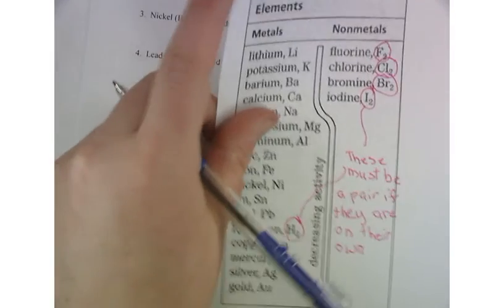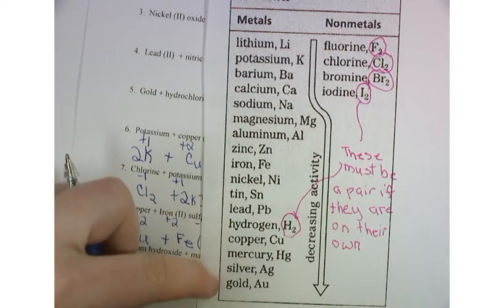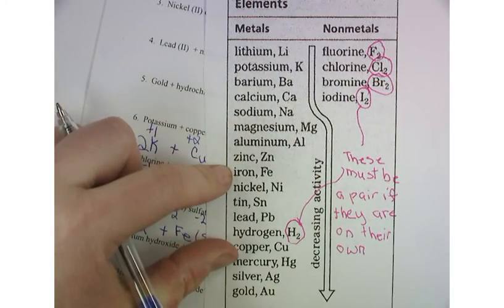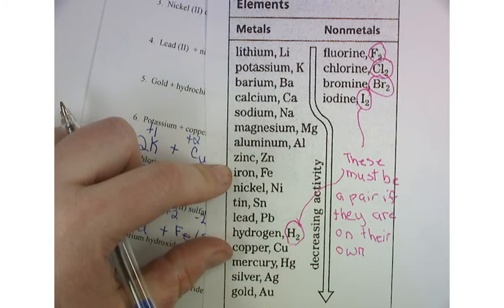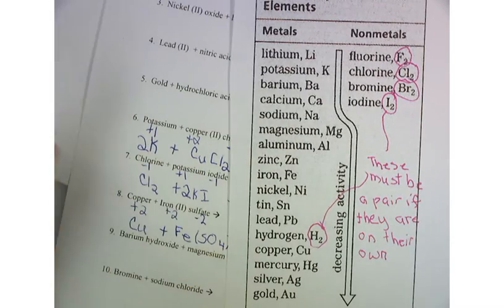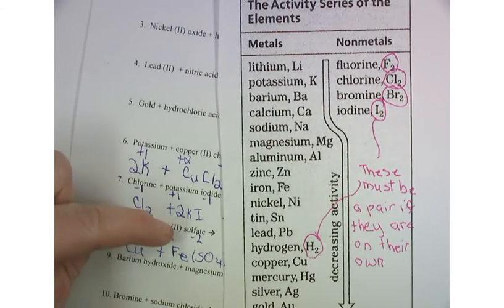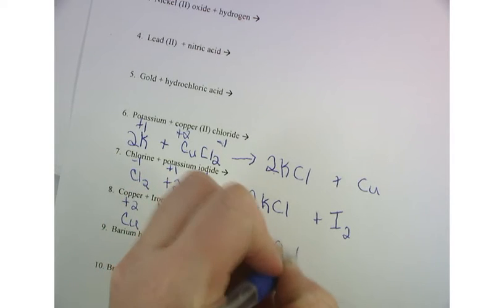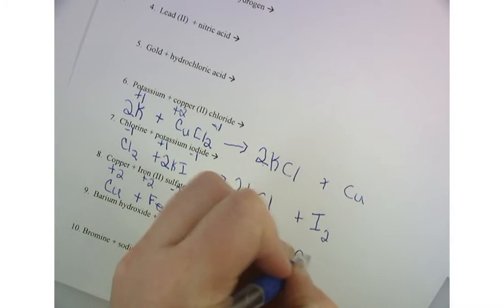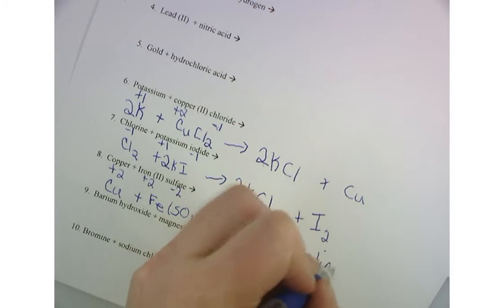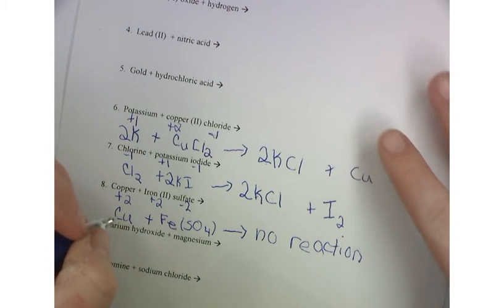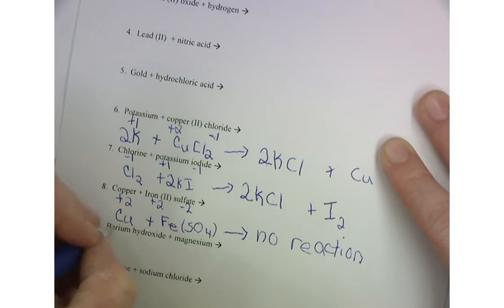So we need to look at copper and iron. Copper is down here, and iron's up here. So remember, our freestanding element does need to be higher. In this case, it is not. Copper is lower on the activity series than iron. So this would be no reaction. So we're done with that one. We've got no reaction.